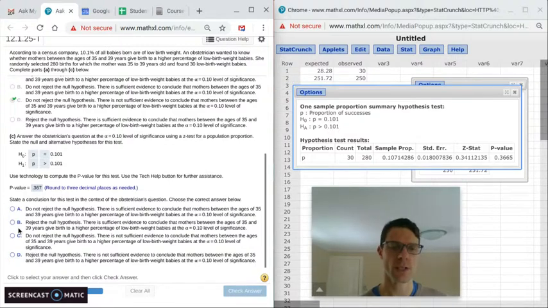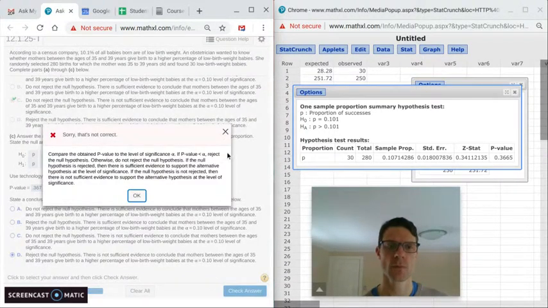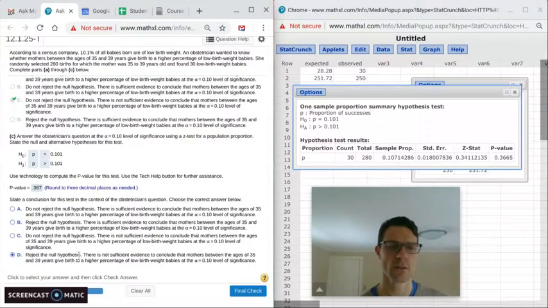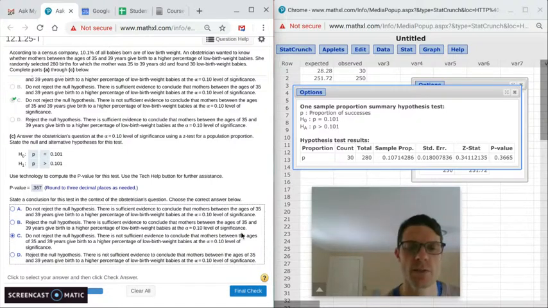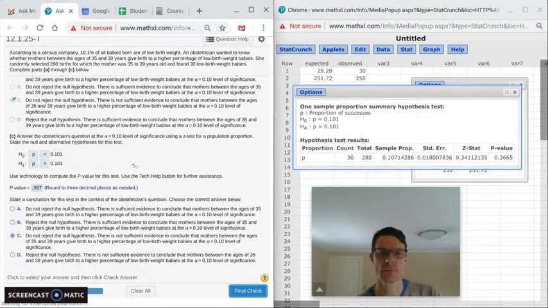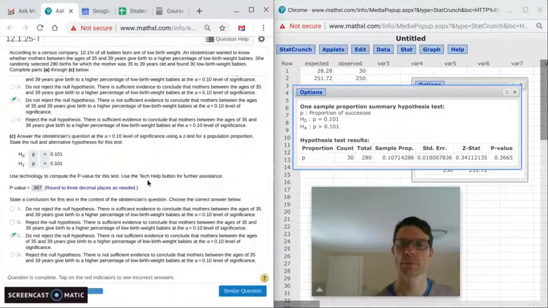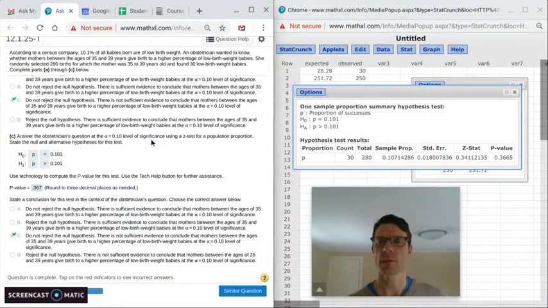Oh yeah, same thing here. This is well above 10%. No, sorry, we want to do not reject the null hypothesis. There is not sufficient evidence. Sorry. Do not reject the null hypothesis. There's not sufficient evidence. All right. So I hope that helps a little bit on this problem. It's a tricky problem, but I'm glad somebody asked it.